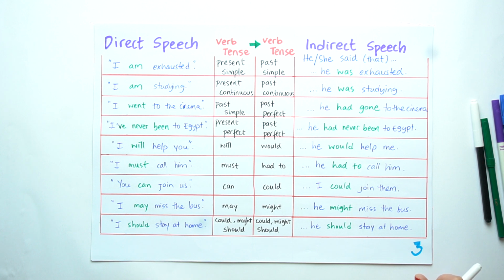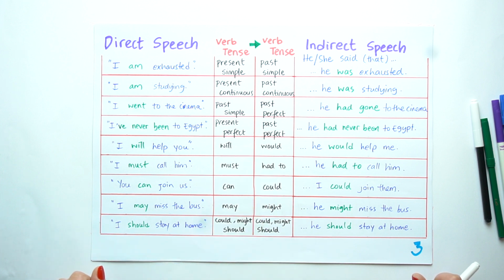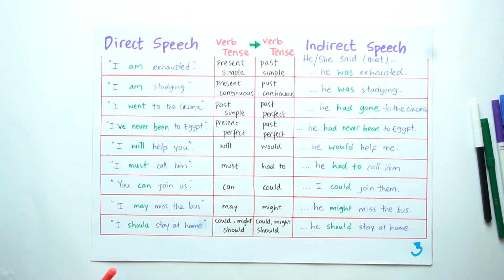"I must call him." Must becomes had to. Remember, have to also becomes had to because the past form of have to is had to. So the correct sentence is: he said that he had to call him. The next sentence is "you can join us." What is the past form of can? It is could, right? So we say, he said that I could join them. And the next one is, "I may miss the bus." The past form of may is might. So we use might: he said that he might miss the bus.